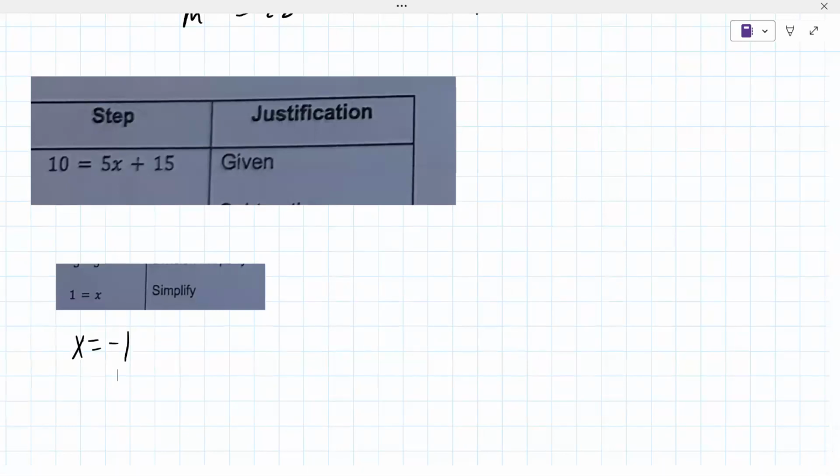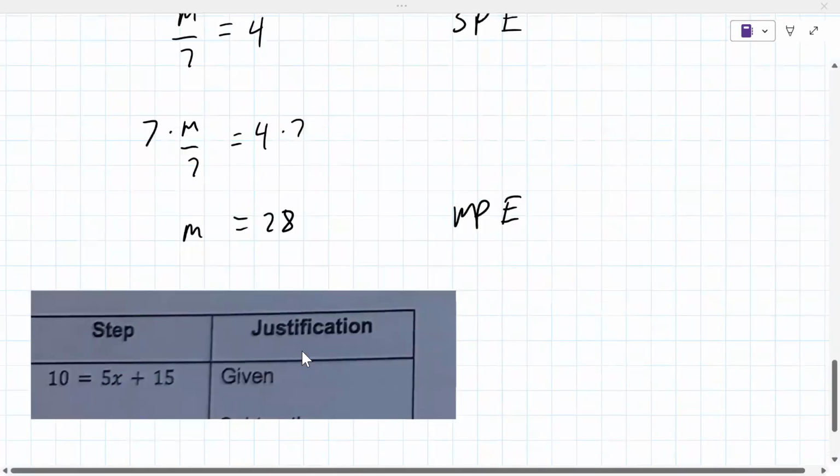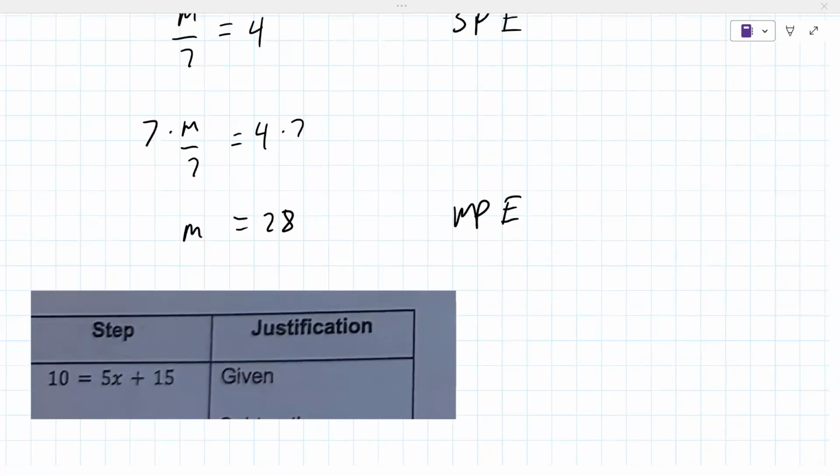So some instructors really like these types of problems where you have to find the mistake. Sometimes they give you problems where they'll give you one that's correct and one that's wrong, and you've got to figure out which one's correct and which one's wrong. Just depends on the instructor.